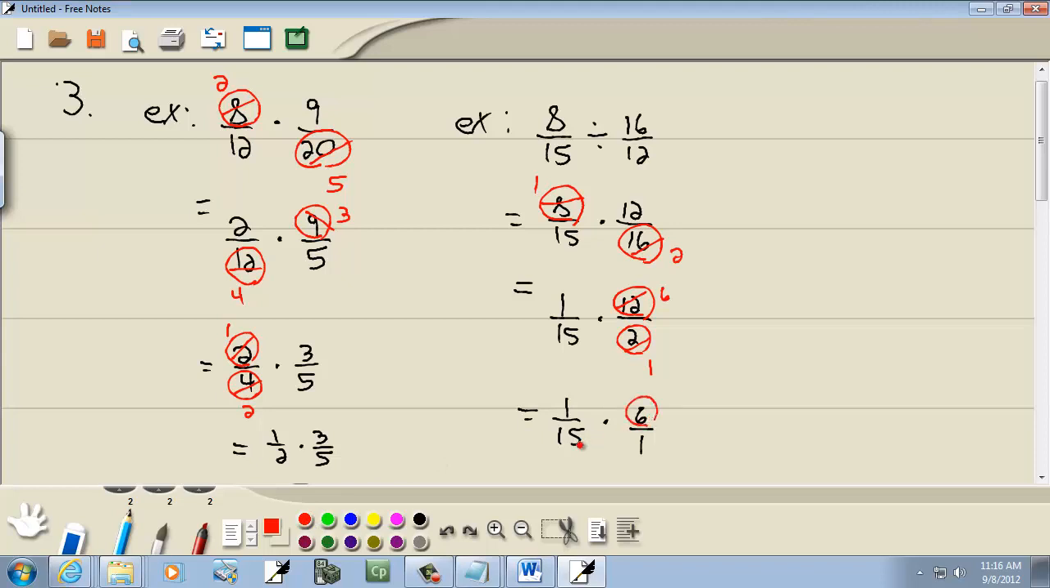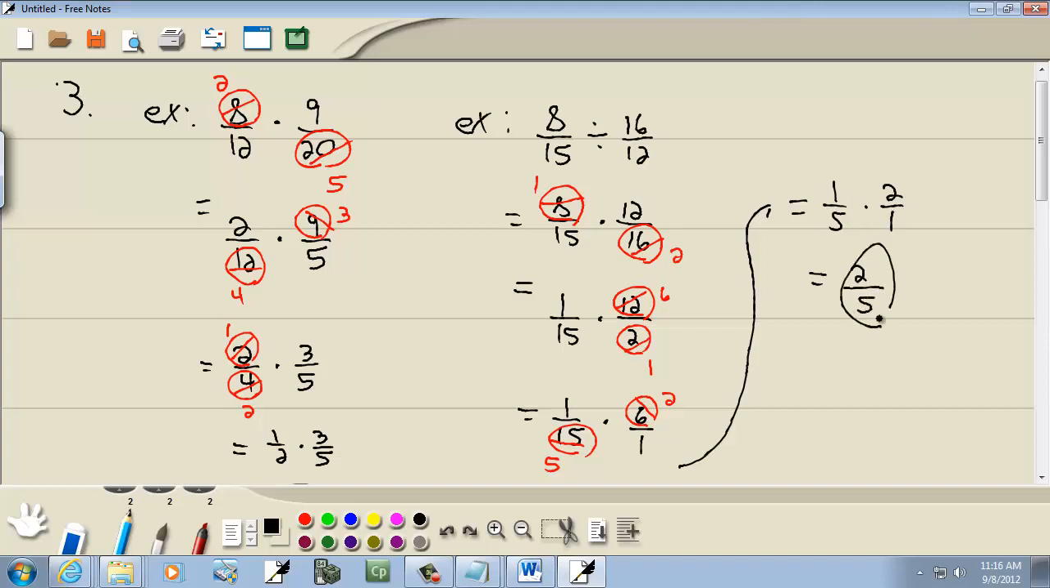And 6 and 15 are both divisible by 3. 6 divided by 3 is 2. 15 divided by 3 is 5. So that gives us 1/5 times 2 over 1. There's nothing else I can simplify, so I'll multiply across. 1 times 2 is 2. 5 times 1 is 5. So our answer is 2/5.